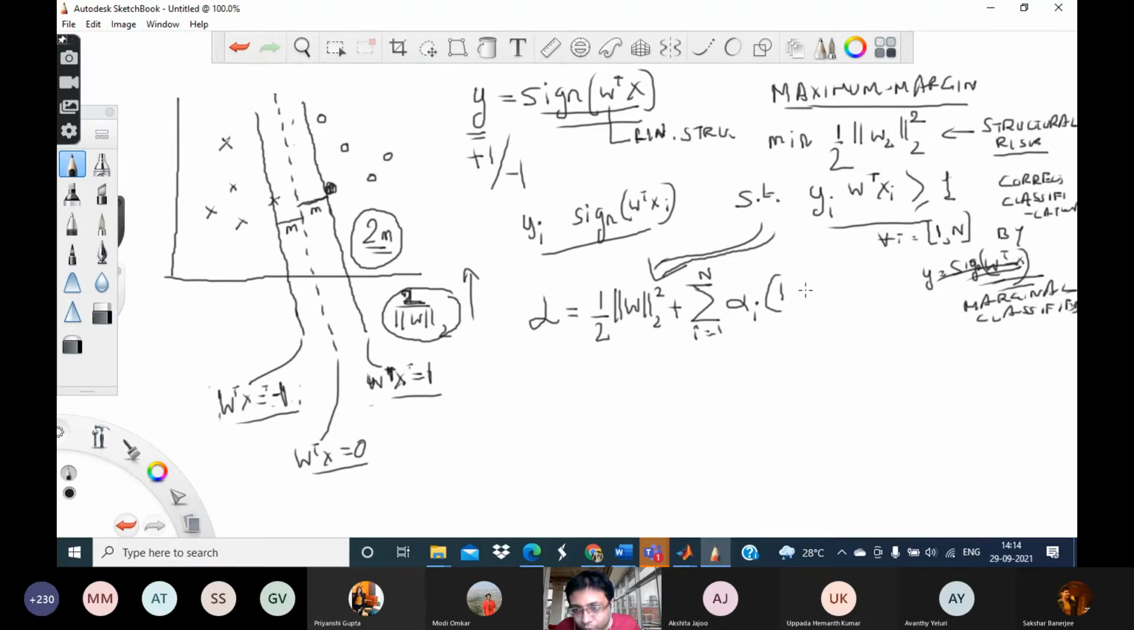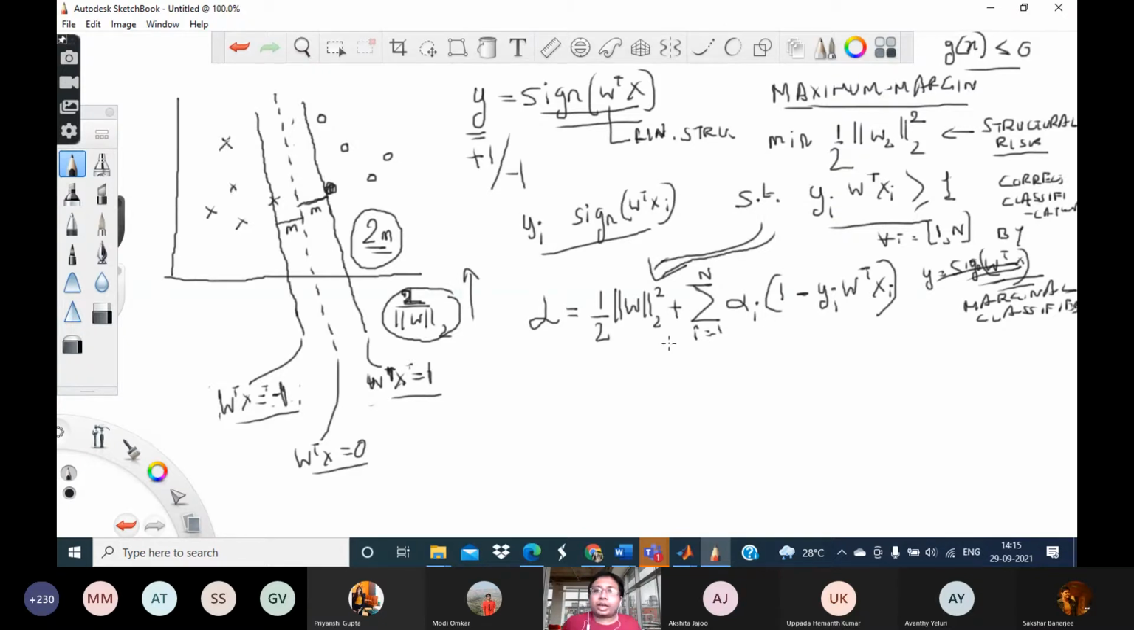Now let us change each of the constraints to the normal form, which, as we saw yesterday, is like this. This is the normal form. So let us bring it like that. So this is basically W transpose Xi, correct?